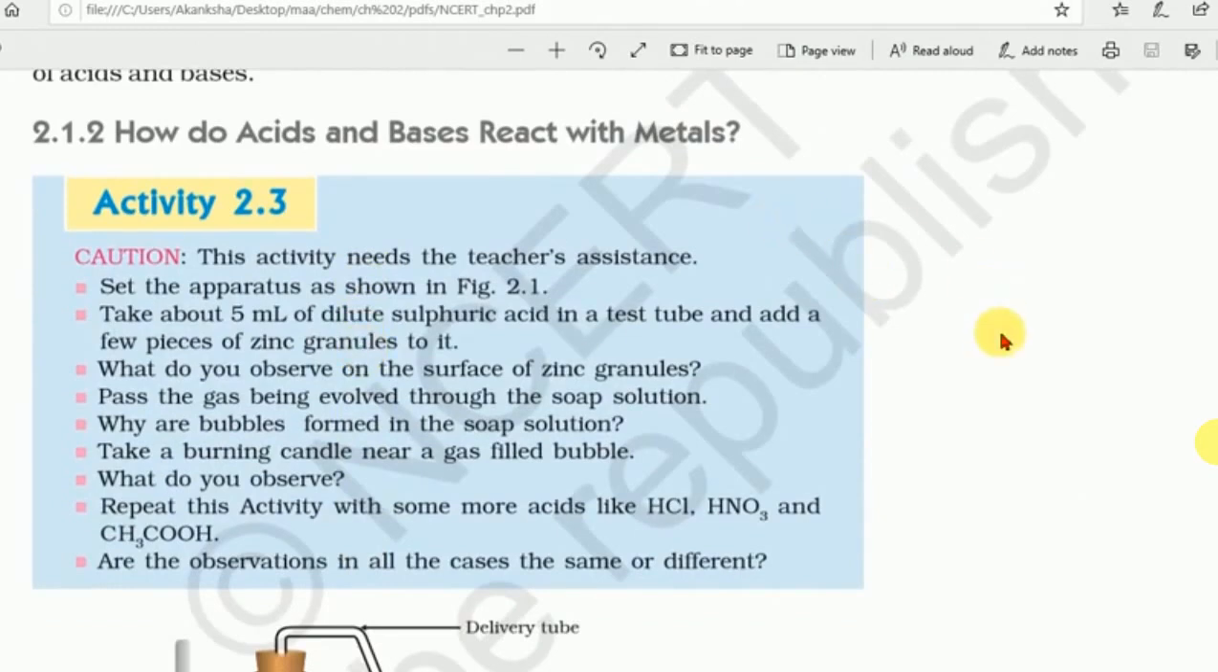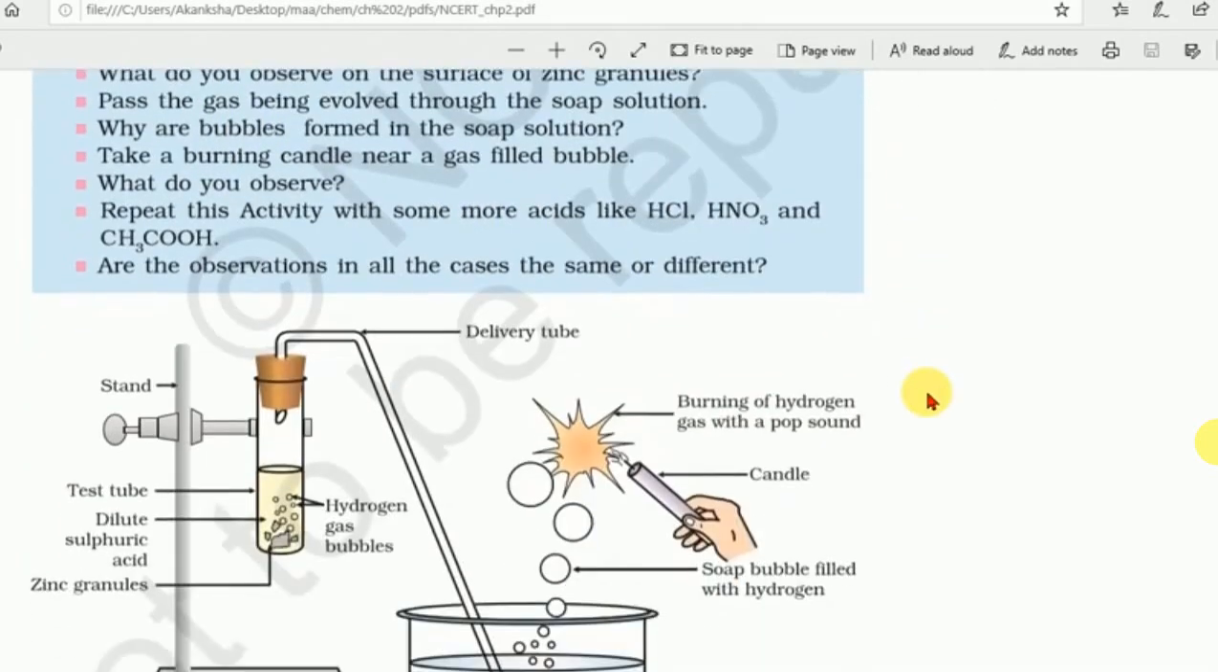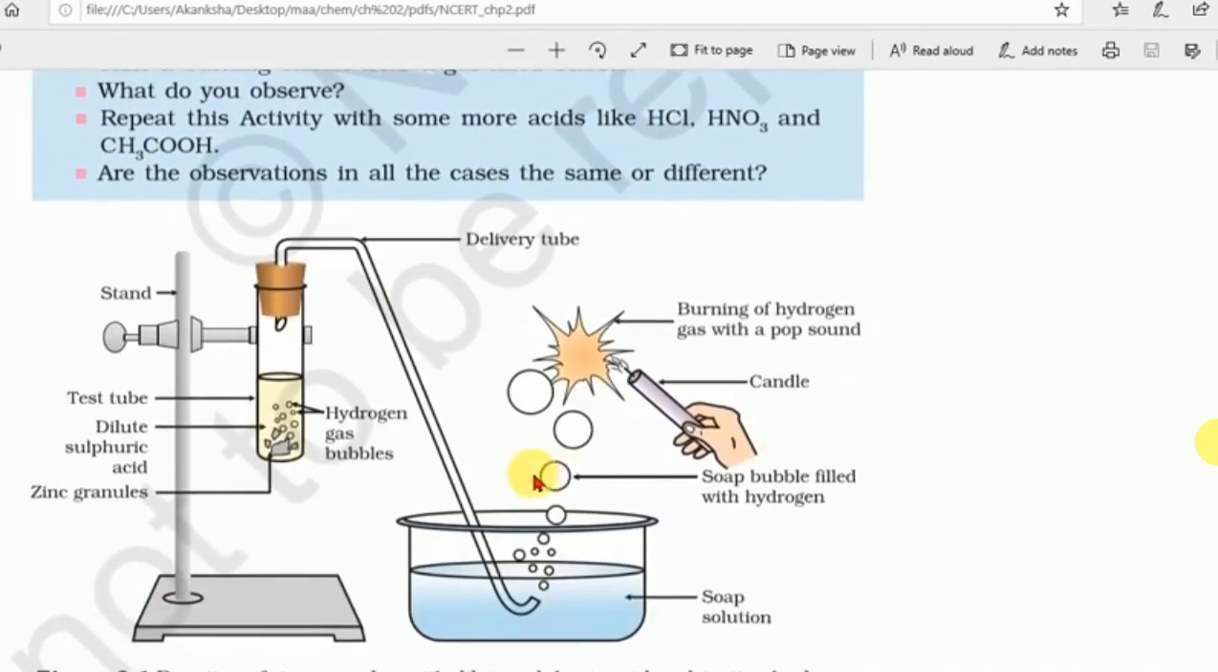Activity 2.3 indicates that in a test tube, in apparatus as shown in the figure, we have taken a test tube, and in this test tube we have added zinc granules. To the zinc granules we have added a small amount of dilute sulfuric acid. Any acid we can take here. We can take hydrochloric, nitric acid or acetic acid. So for example, here we have taken dilute sulfuric acid. When we keep it for some time, we observe that gas bubbles are seen at its surface.